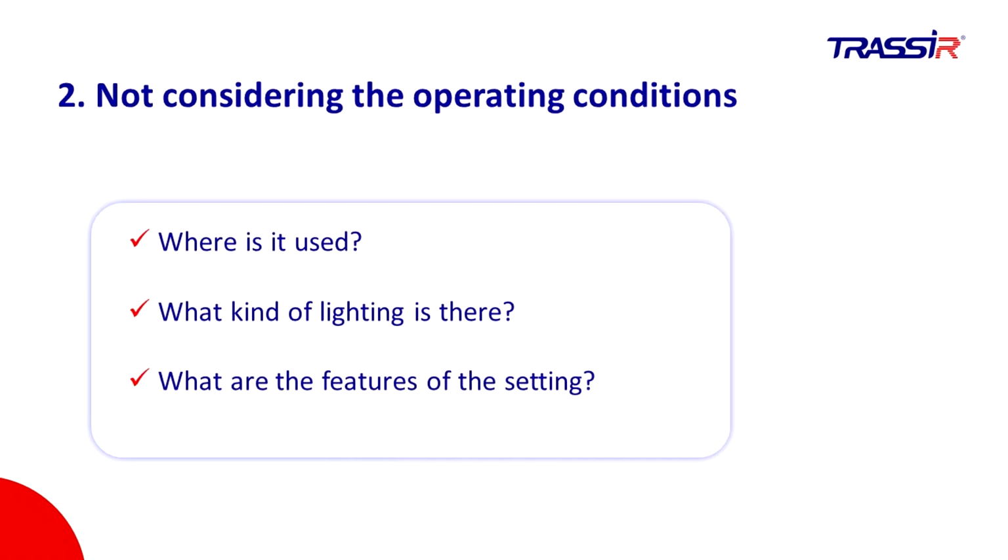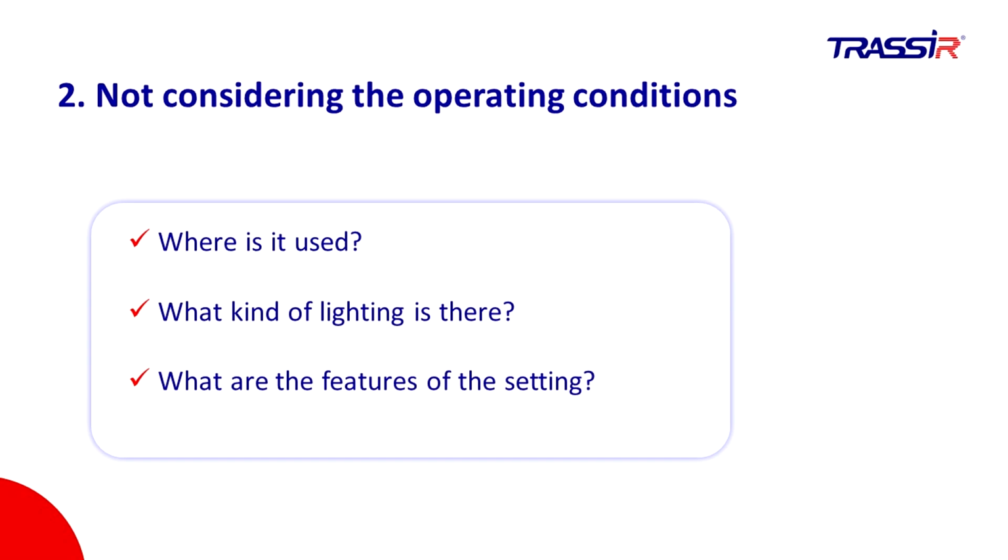Next on our list of errors is the operating conditions. For example, we do not take into account how and where the camera will be used. And perhaps yes, it will solve the customer's tasks, but it may not last long. It also happens that people do not take into account what kinds of lighting will be on the object, whether the camera will cope with its task in such lighting.